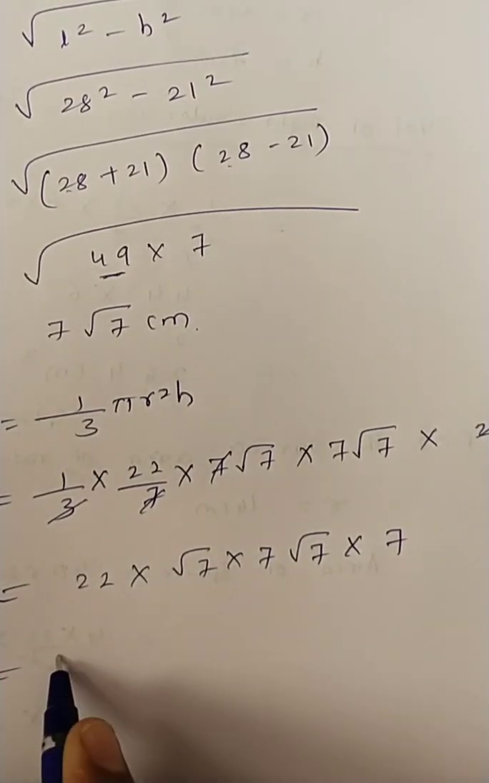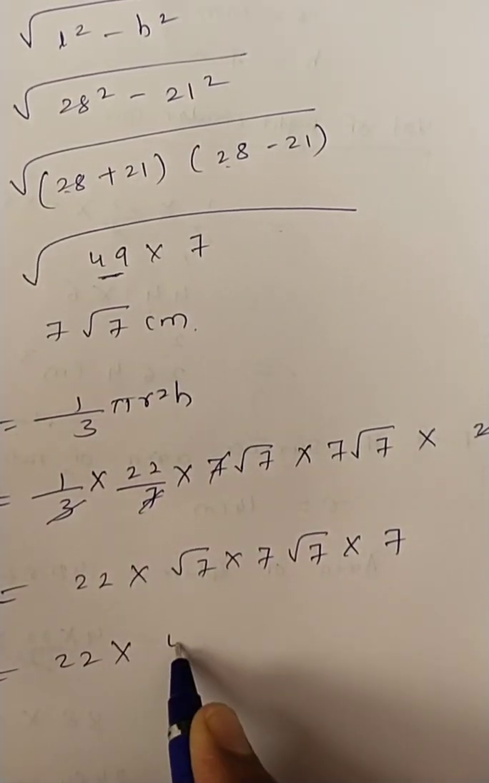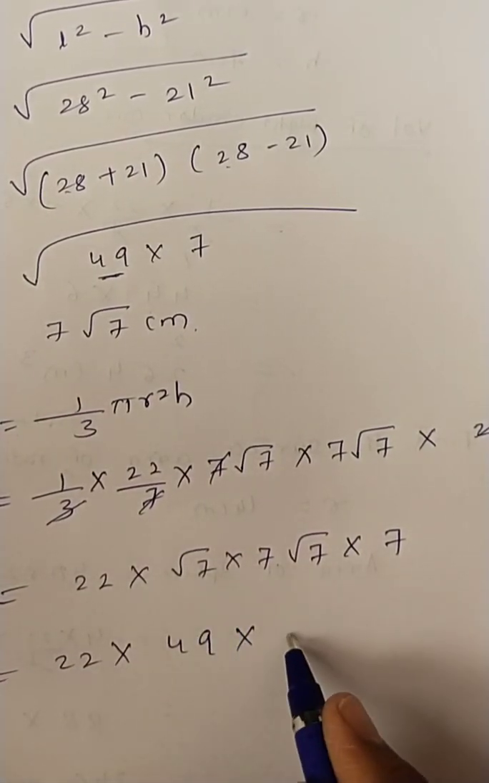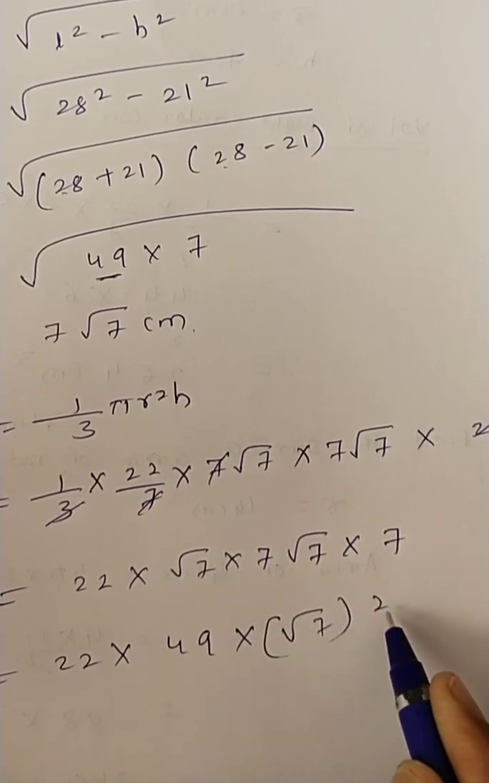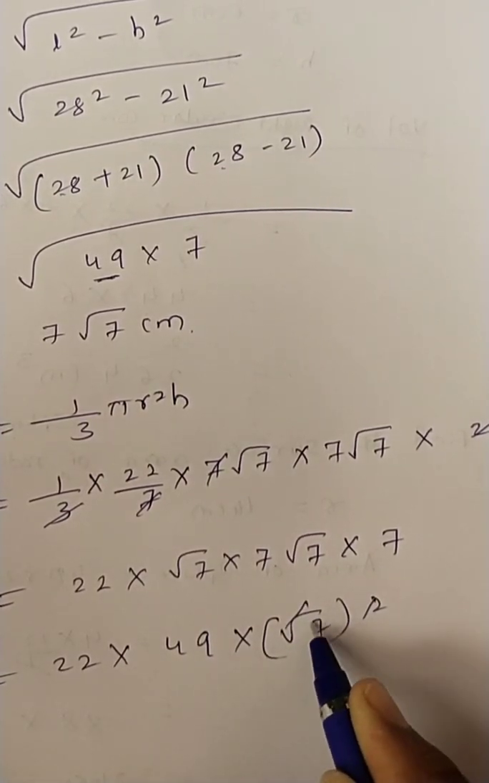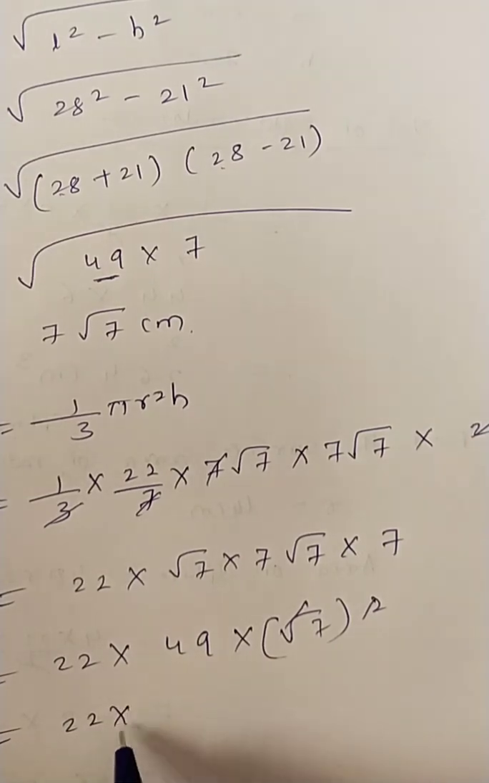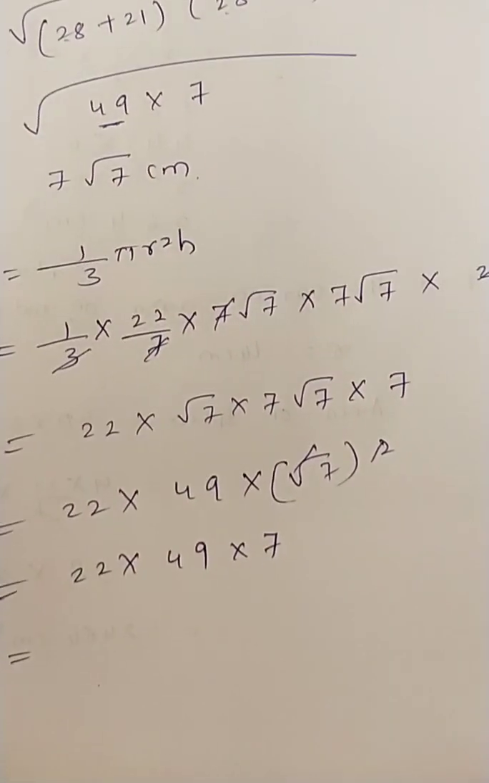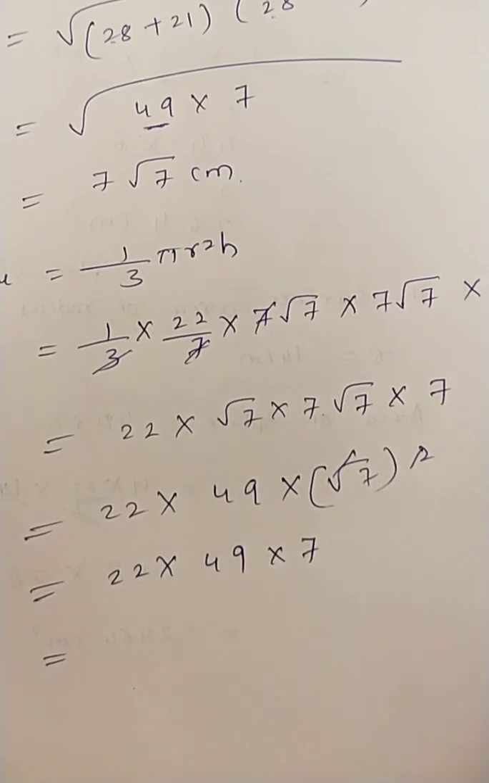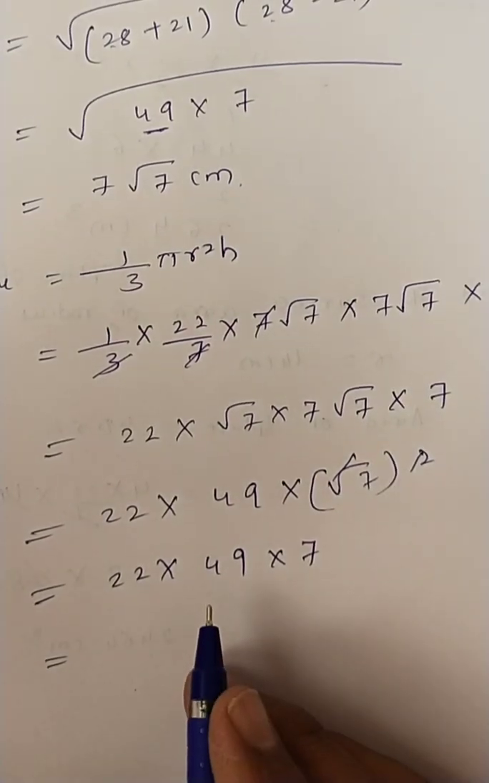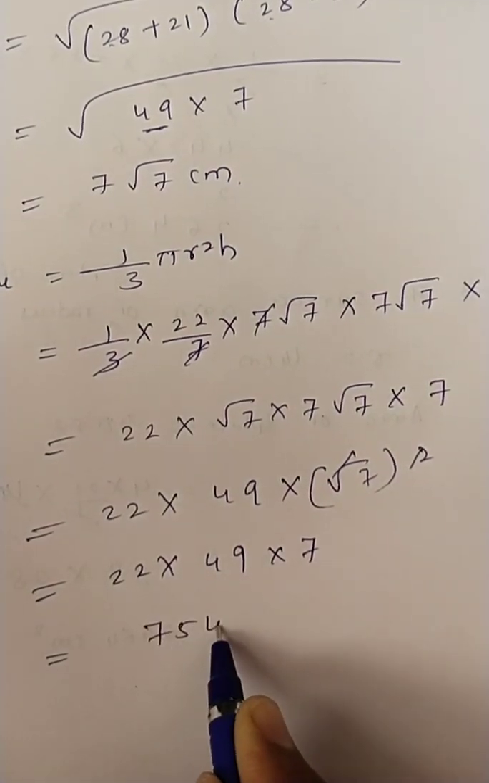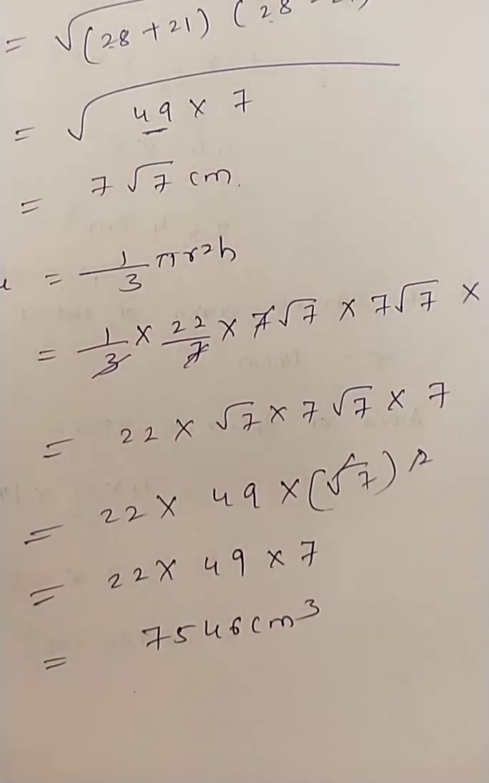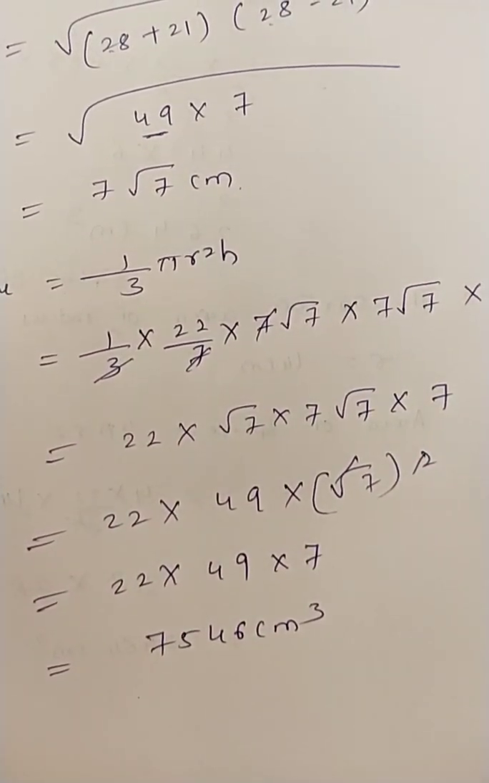Okay, so 22 you are getting, 7 sevens are 49, and root 7 into root 7 is root 7 whole square. So square and root get cancelled. So remaining is 22 into 49 into 7. If you multiply this 22 into 49 into 7, you are getting 7546 centimeter cube. Why is it centimeter cube? Because we are calculating the volume of cone.